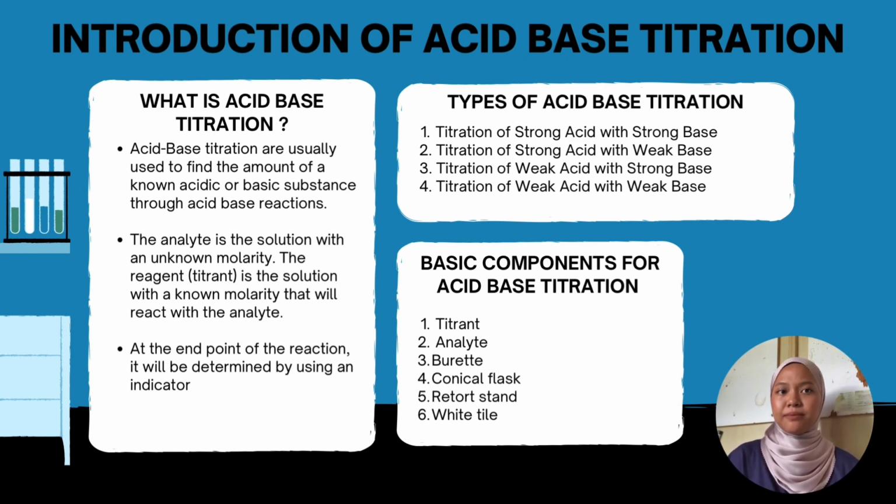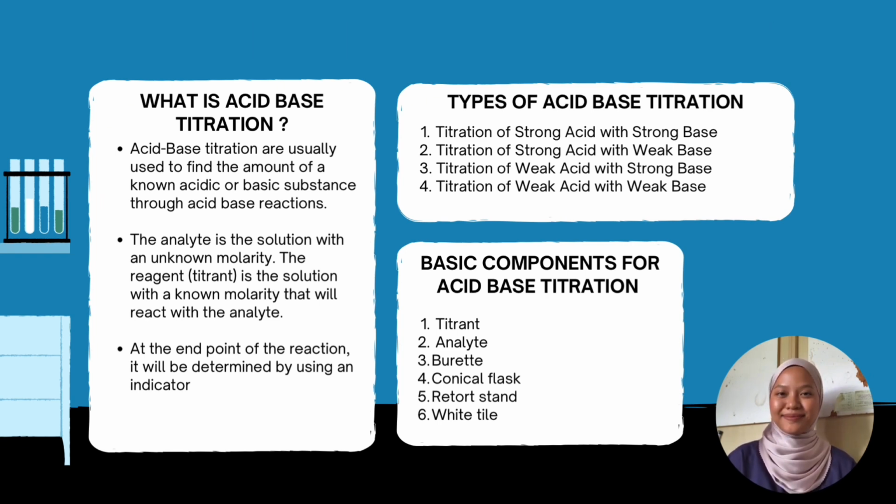So for the last part of the introduction of acid-base titration, there are a few basic components that are very important that you guys need to know for the acid-base titration procedure. The first one is the titrant, second one is the analyte, third is a burette, fourth is a conical flask, fifth a retort stand, and last is a white tile.